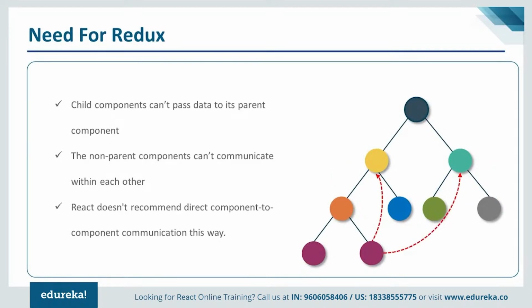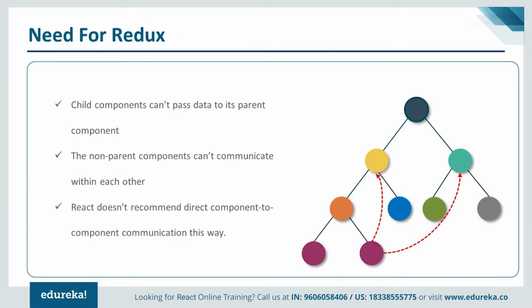So one huge implication of one way, or unidirectional, data flow is that your data store is not touched by your view at all. So the data is always flowing in a unidirectional fashion, which means the child components cannot pass data to their parent component. For example, if this is the child component, its parent is this and its parent is this. Now if this child component wants to send data to its parent, then it cannot send it using React.js.